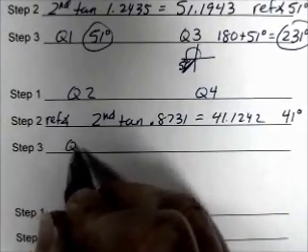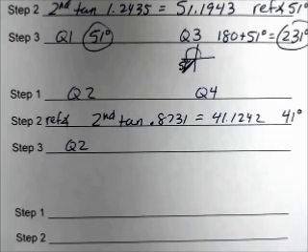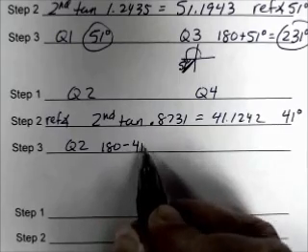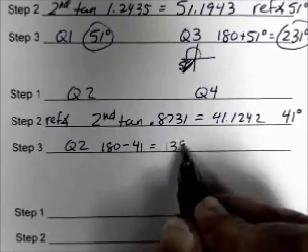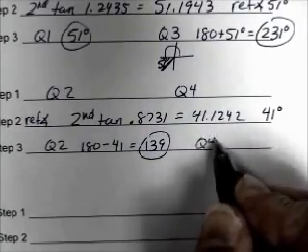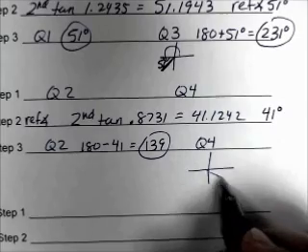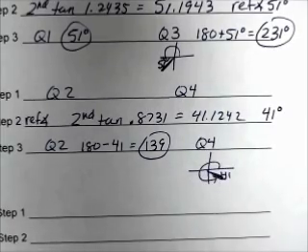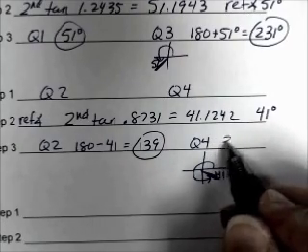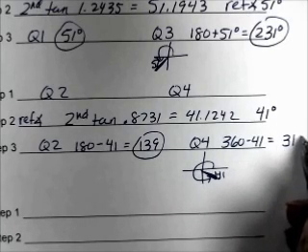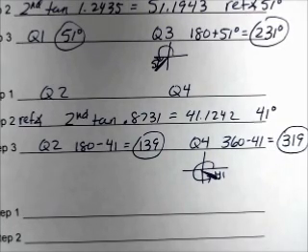In quadrant 2, if we had a reference angle of 41, it would share the same terminal side as 180 minus 41, which is 139. And in quadrant 4, if we had a reference angle of 41, it would share the same terminal side as an angle measure of 360 minus 41, 319. So there are two values for theta, right?